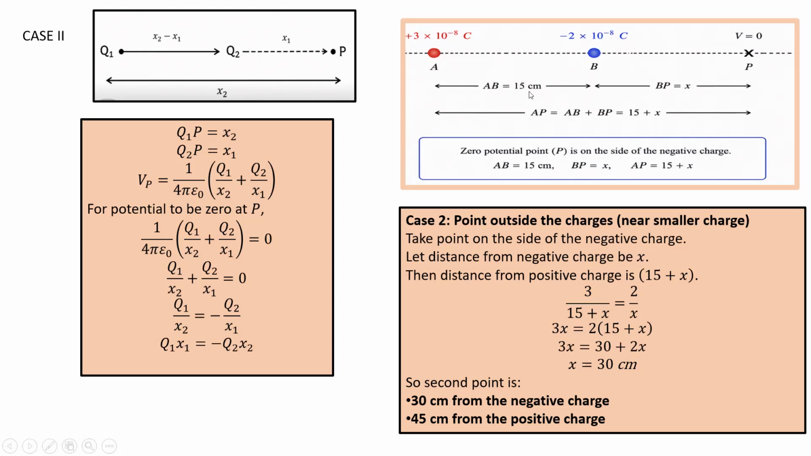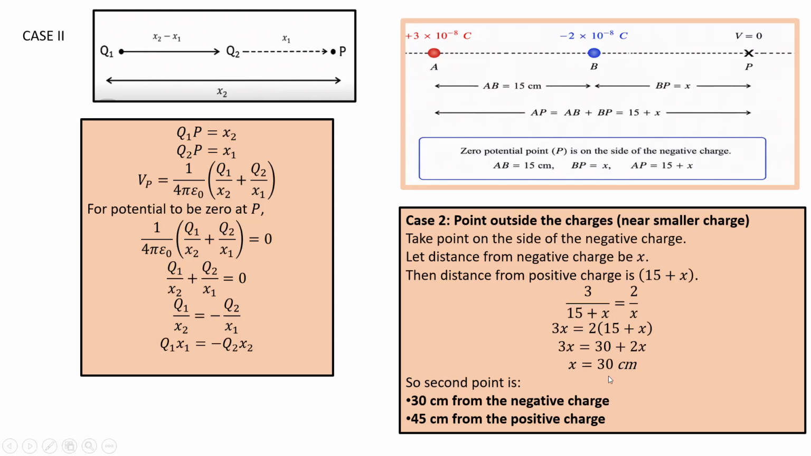Okay, the total separation is given as 15 centimeter. Let us take a point P beyond B where potential is 0, which is at a distance x. Now, the charge 3 × 10^-8 is at a separation of 15 plus x. Therefore, Q1 by X2 becomes 3 by 15 plus x. Here to here 15, here to here x. 15 plus x, that is equal to 2 into the separation x. That is minus 2 when you take this to the other side.